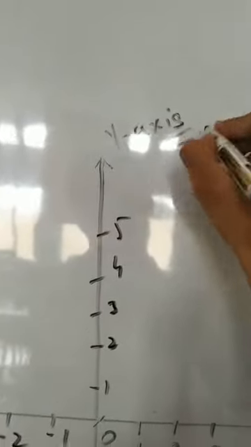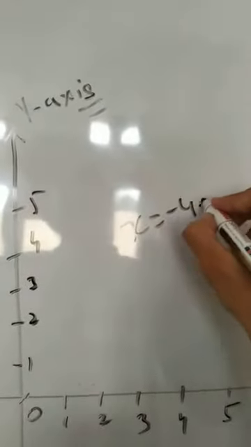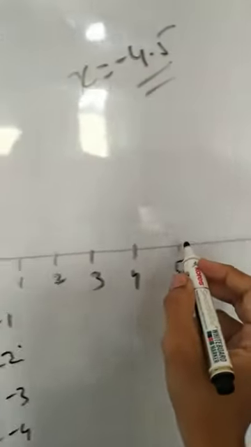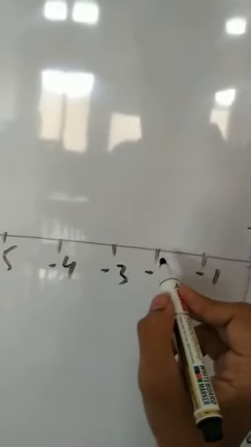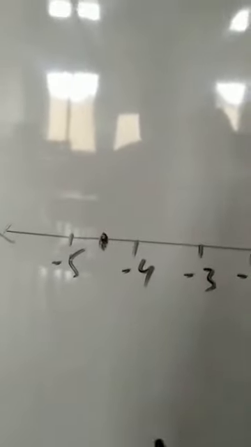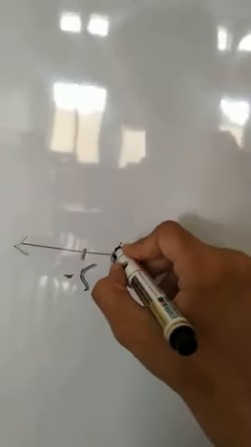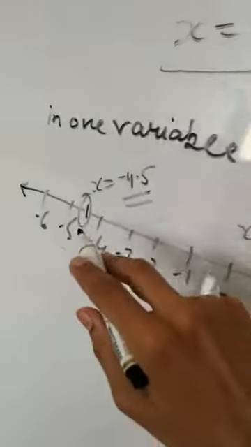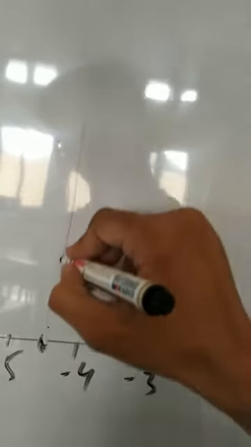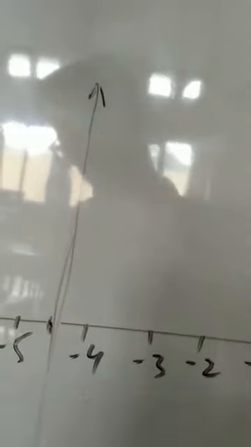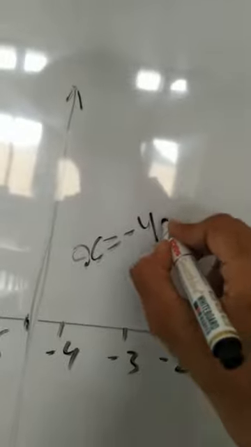So we are given x = -4.5. So we plot this on the x-axis. This is the x-axis, so find -4.5, which is between -4 and -5. So this point is -4.5. I told you that we plot only a point in one variable and we draw a line in two variables. If we want to represent x = -4.5, we draw a line. So this line is x = -4.5.